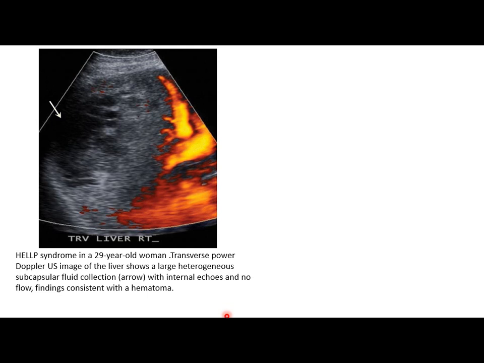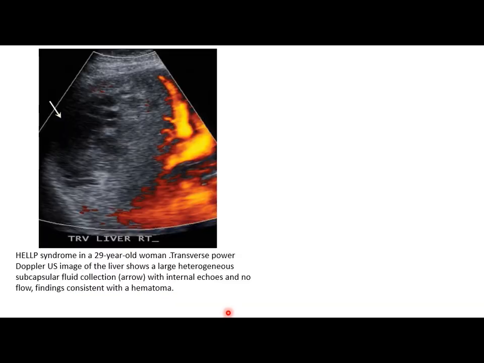What does HELLP syndrome stand for? Hemolytic, elevated liver enzymes, low platelets. H is hemolysis, EL is elevated liver enzymes, LP is low platelets.